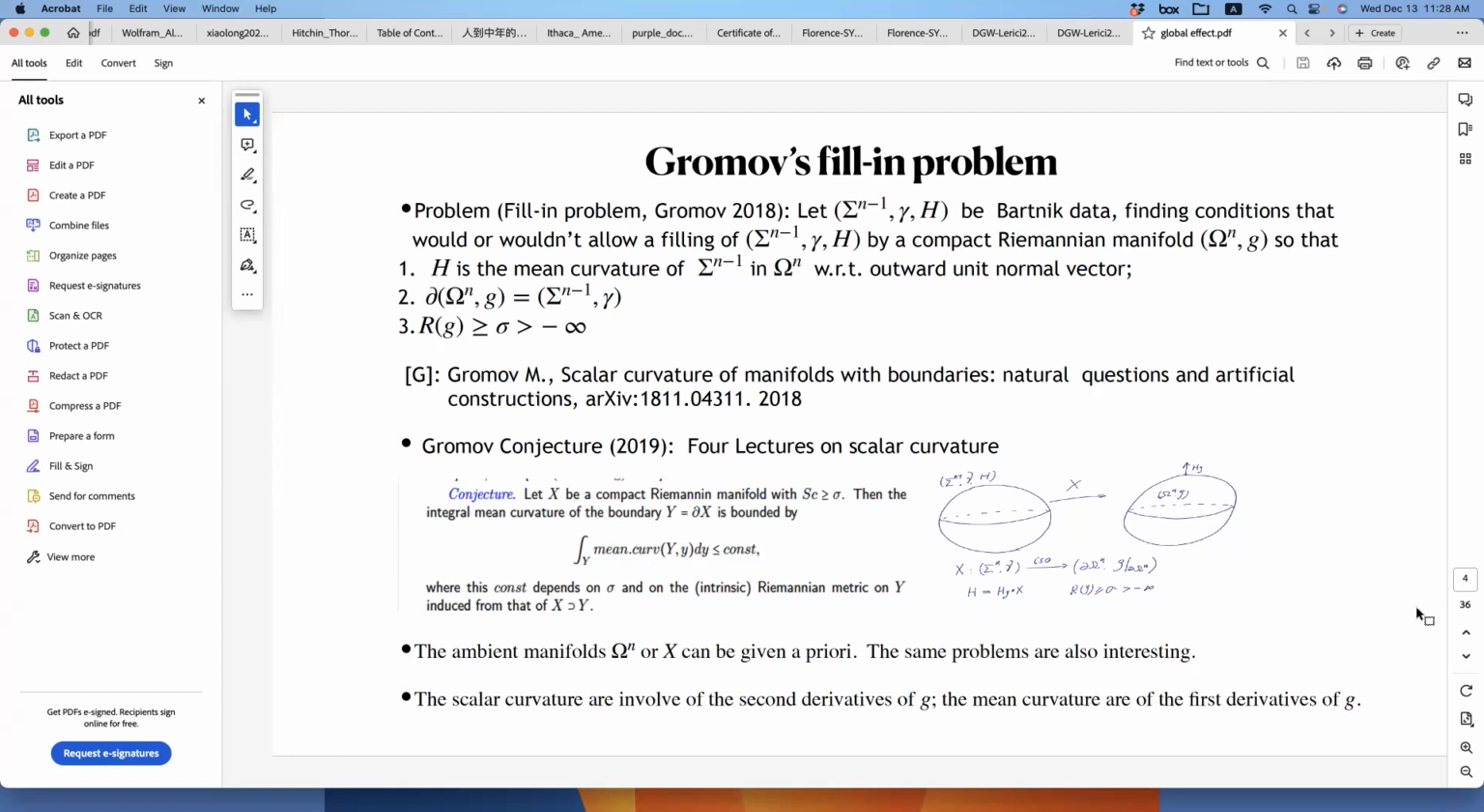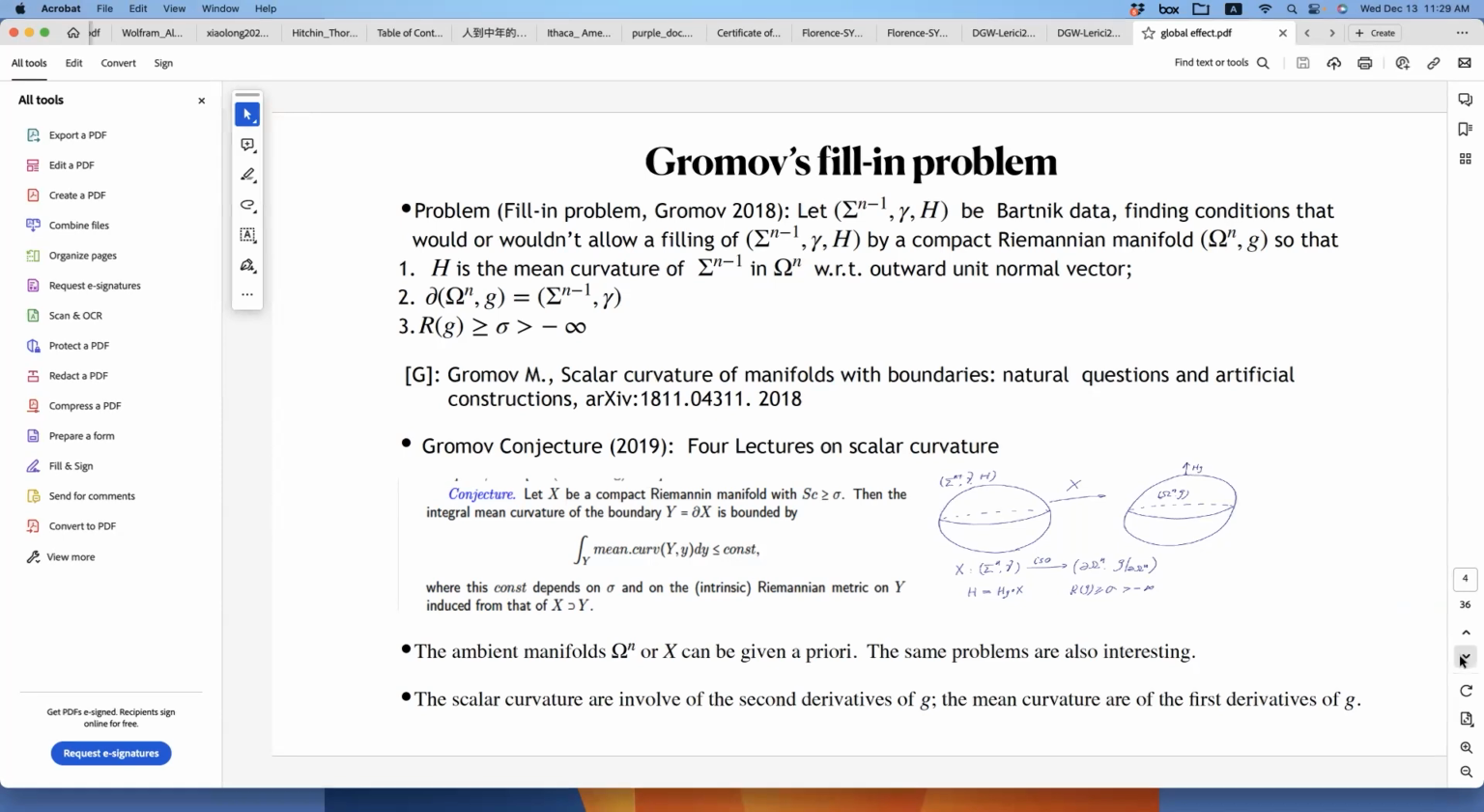Now let me tell you that scalar curvature involves the second derivative of the metric, while mean curvature involves only the first derivative of the metric. So it is quite natural to use mean curvature as a boundary condition.